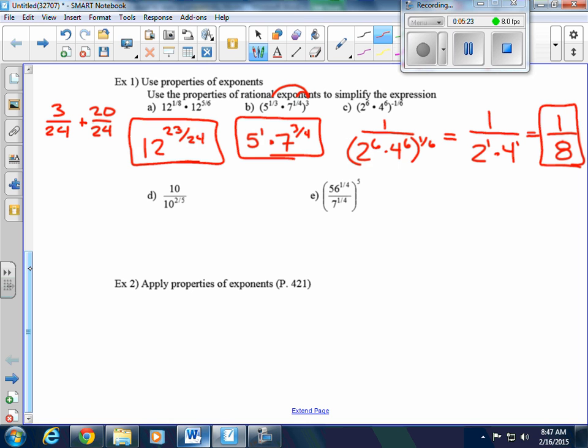In D, we're going to subtract these two. Well, this is really a 5/5. So we want to have a common denominator again to subtract. So 5/5 minus 2/5 is 3/5. So this is going to be 10 to the 3/5.